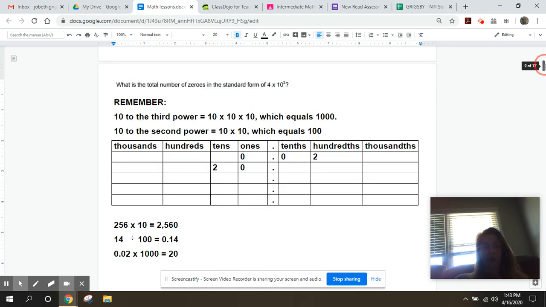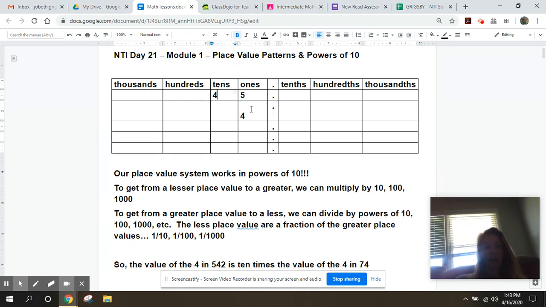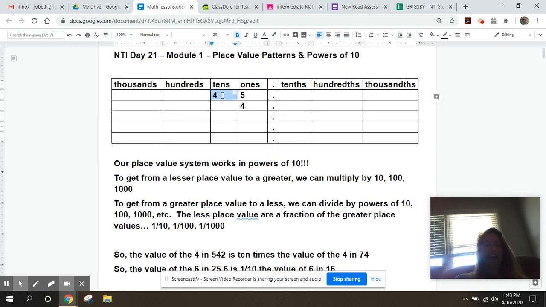Okay? So again, don't forget that our place value system works in powers of tens. And if I am in the tens place, a 4 in the tens place, and I'm comparing to this 4 in the ones place, this 4 is 10 times the value of this 4 because it's in a greater place value. This 4 is 1/10 the value of this 4 because it's in a less place value, and they're only one place value away from each other.